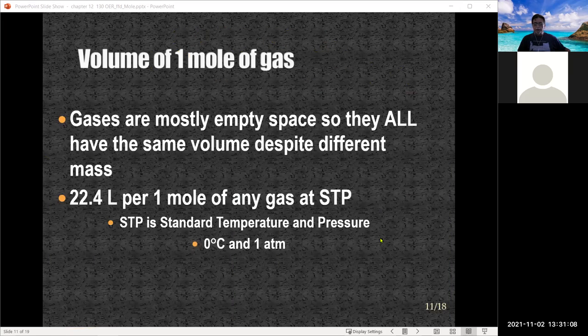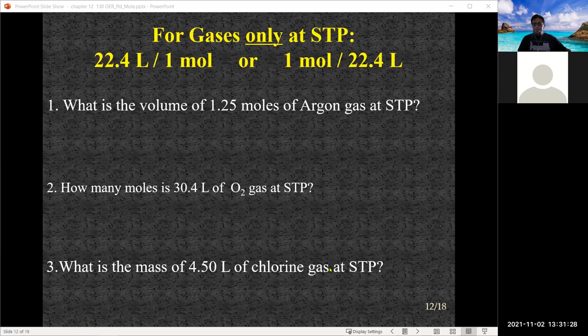So how do we use it? Before I begin, just a repeat of what I just mentioned, 22.4 liters per mole for any gas at STP, which is at 0 degrees Celsius, which is the freezing point of water, and 1 atmosphere. So how do we use it? Well, you can see on top that we have the relationship of 22.4 liters written either with liters in the numerator or liters in the denominator. Any ratio we're working with, you can do that.